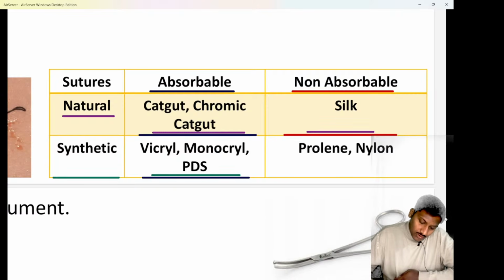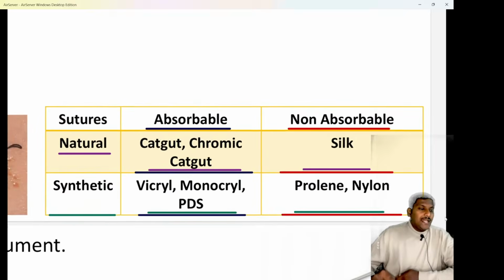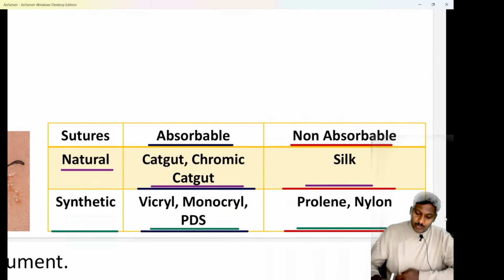Lastly, the non-absorbable synthetic sutures will be Prolene and nylon. So Prolene and nylon both are synthetic sutures and they are non-absorbable in nature. That has to be kept in mind.